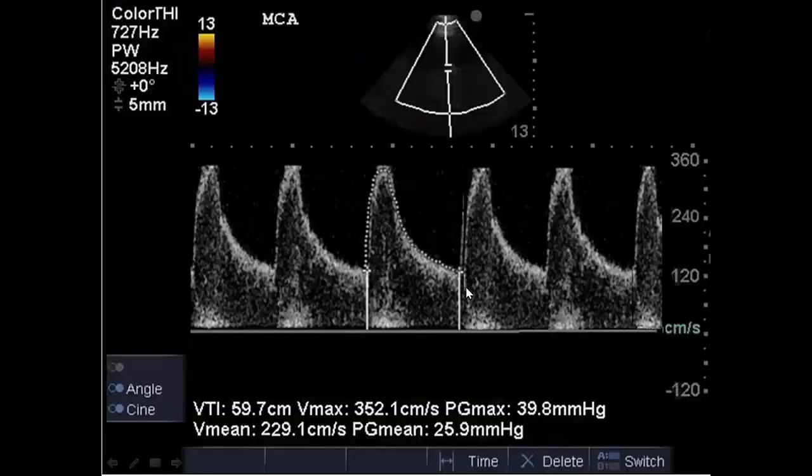As we can see here, the trace of the VTI is much higher in this patient with severe vasospasm. As we can see, the mean velocity is definitely over 200 centimeters per second at 229. This is an example of severe vasospasm, and we can see both the systolic upstroke as well as diastole are both increased because of vasospasm.